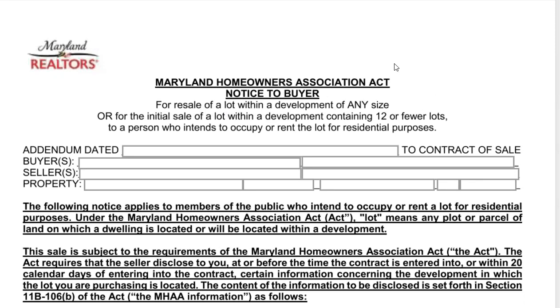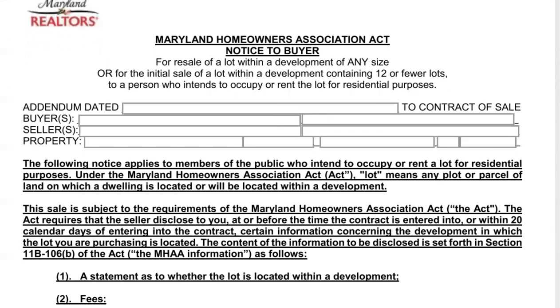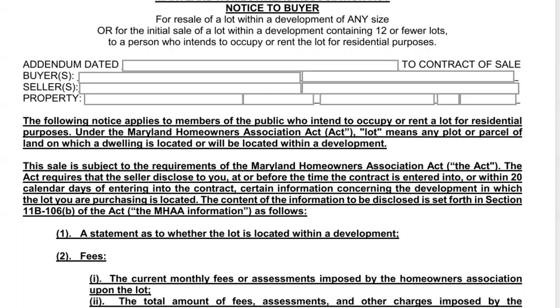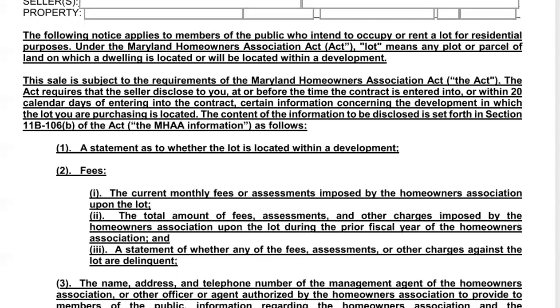So primarily, you're going to be dealing with a contract on a property where someone has previously lived in it and they are reselling it. So this will be the appropriate document to use. This particular notice basically just spells out the terms of the Maryland Homeowners Association Act. There are numerous responsibilities that the seller has, so we need to make sure that we discuss the implications for your buyer.